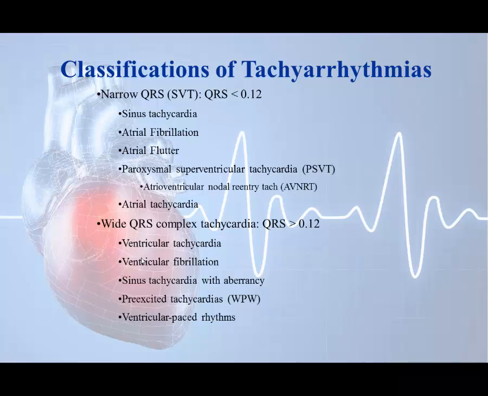Okay, classifications of tachyarrhythmias: narrow versus wide. So QRS is less than 0.12 and QRS is greater than 0.12. That's one of your first determining factors of treatment.